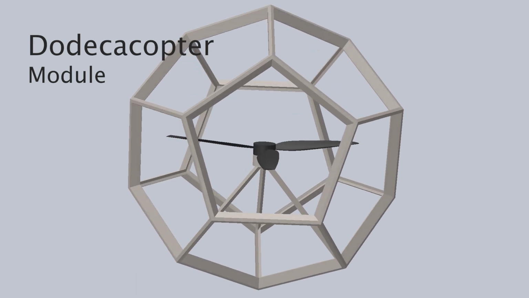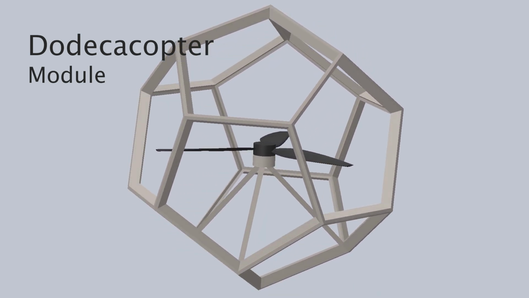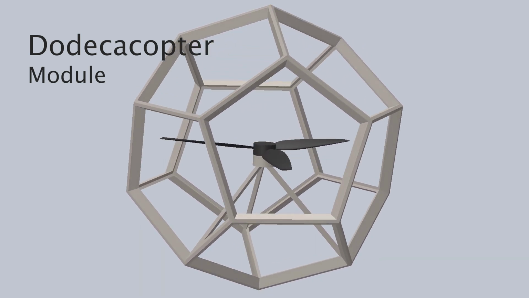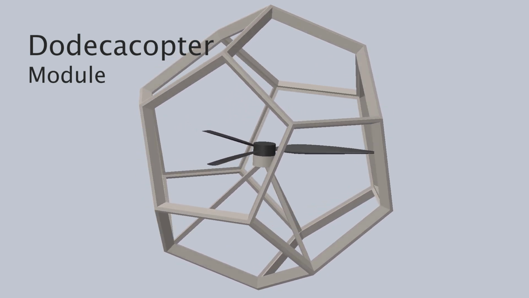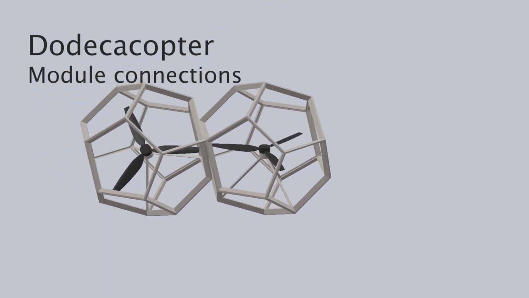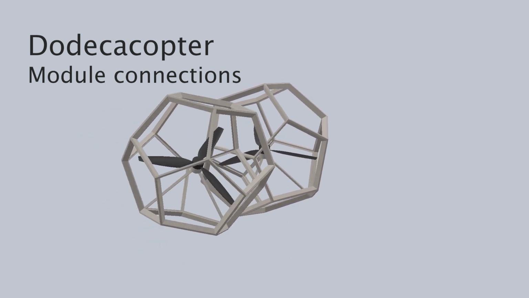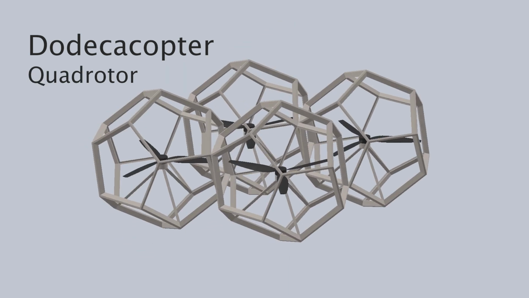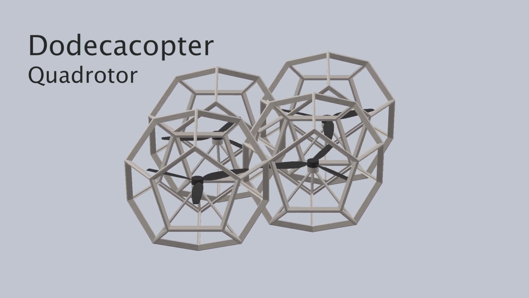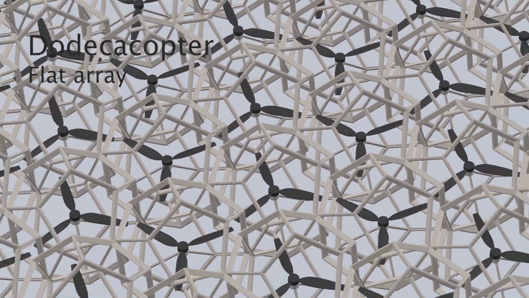To address these limitations, we introduced the Dodecacopter, a modular multi-rotor system whose modules take the shape of a regular dodecahedron. We developed an assembly method that allows us to orient modules in different directions, but also to create various three-dimensional configurations. Standard configurations like quad rotors and hexarotors can be created with this system, as well as flat arrays.